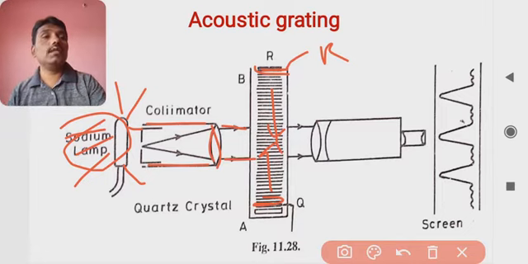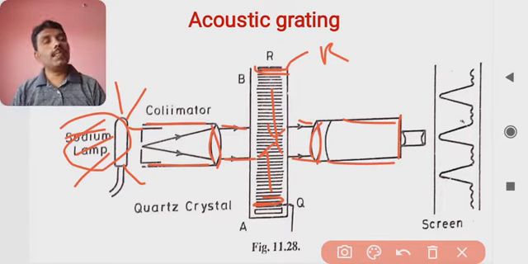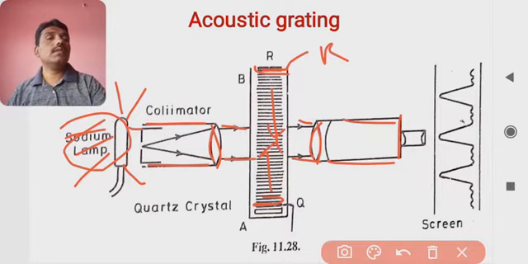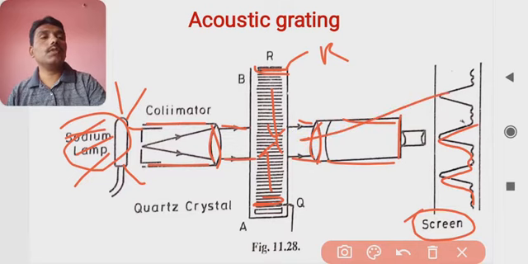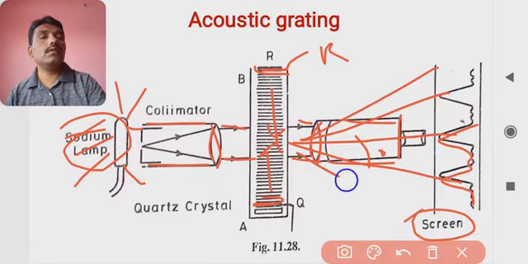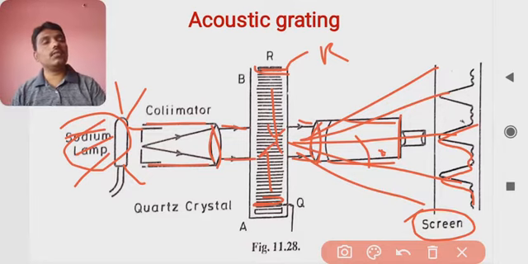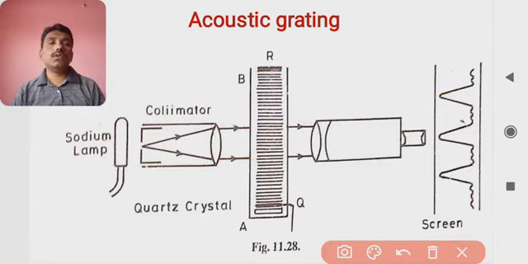Here is a telescope, with a lens, through which you can see with your eyes, or you can say the screen is nothing but your eye, where you will see the central bright maxima, and the diffraction pattern will be formed in this fashion. It will be central bright, and this will be the first order, with angle theta. You will find different patterns for the second order and third order as well. This is the arrangement of this particular acoustic grating.